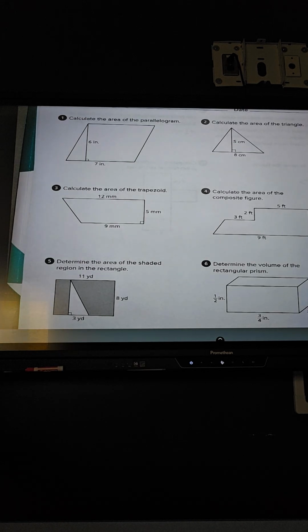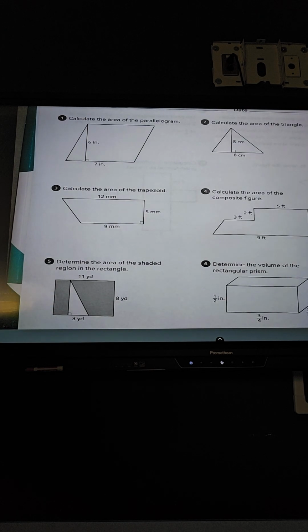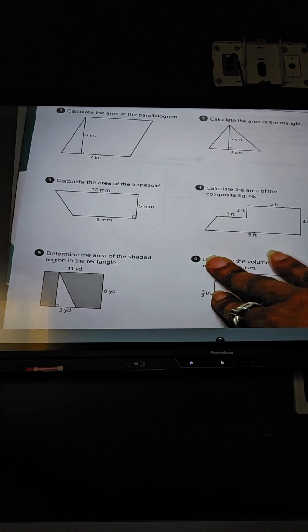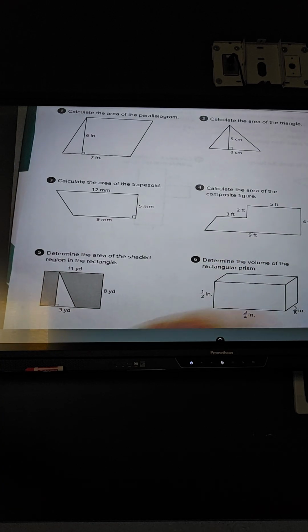All right, ladies and gentlemen, we have a topic assessment this Wednesday, and I want to review with you. Most classes were able to get through numbers 1 through 6, but I want to make sure that we go through the rest of the questions, so that you are ready for the assessment on Wednesday. All right, let's take a look at number 1.